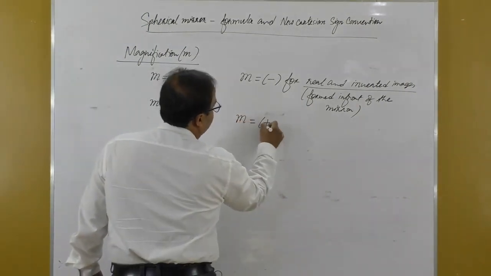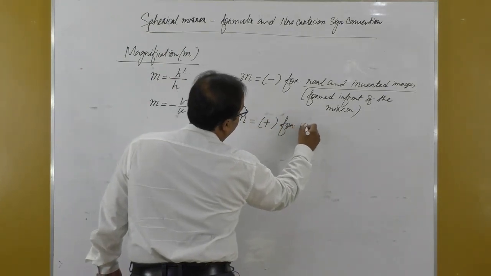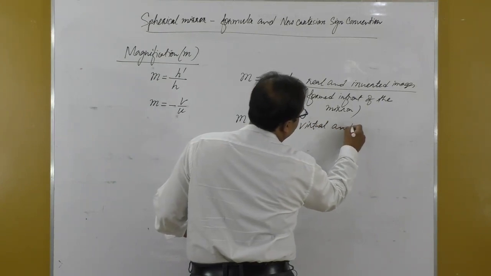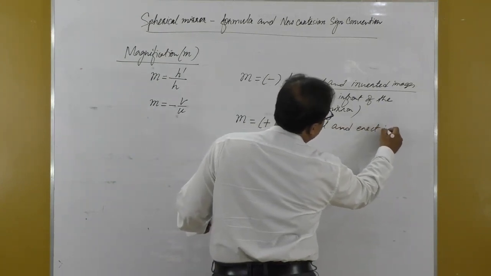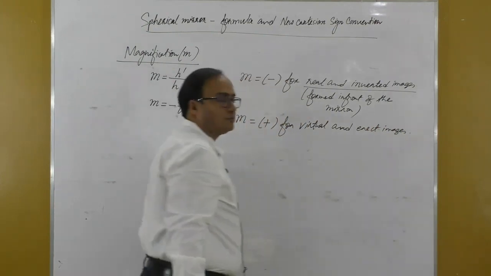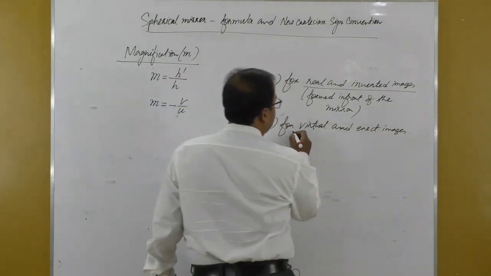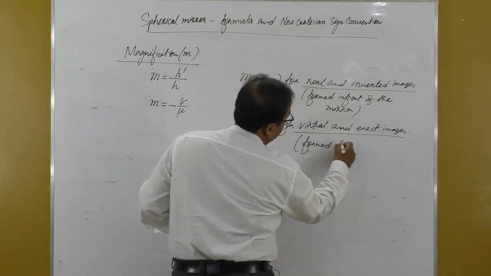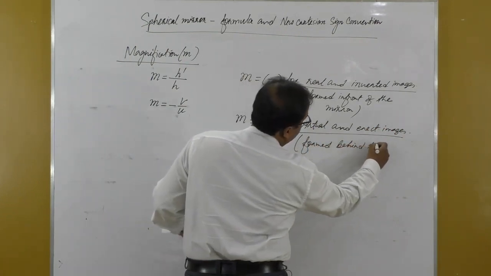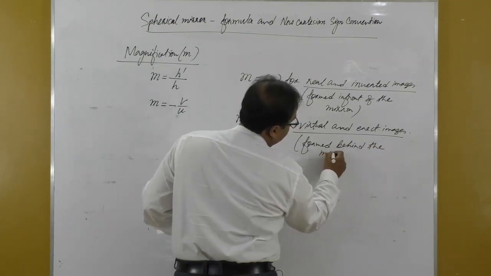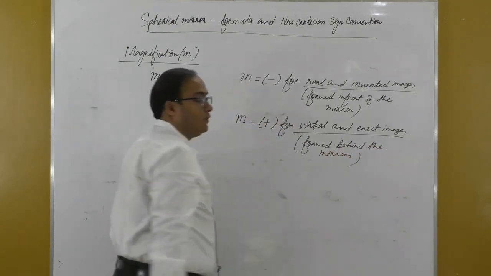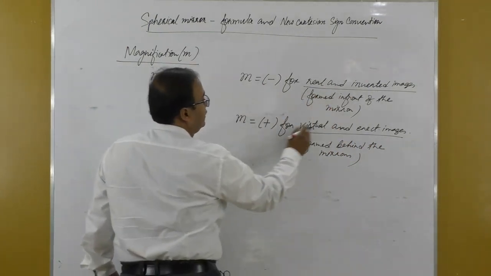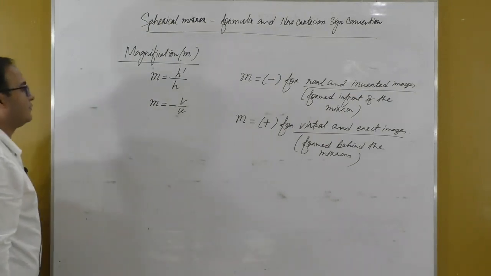m is positive for virtual and erect images, and the virtual and erect images are formed behind the mirrors. So m is negative for real inverted images, m is positive for virtual erect images.